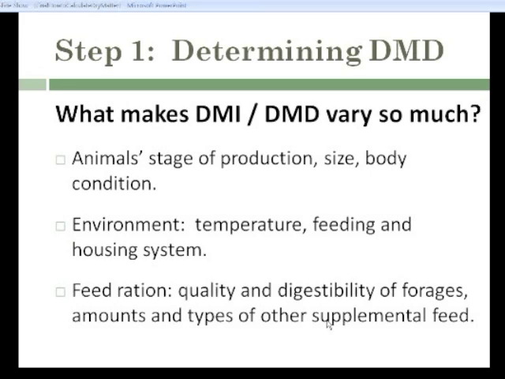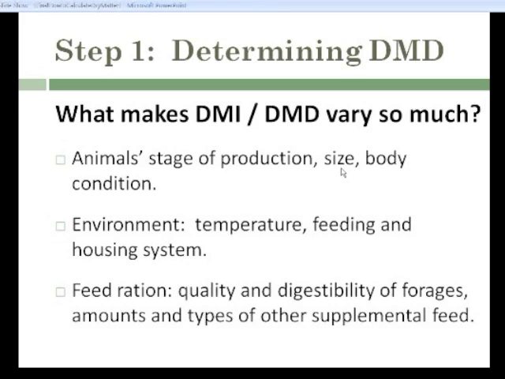So first we're going to talk about dry matter demand. And one of the things that's important to know about dry matter demand is that it really does vary. Dry matter demand, again, is the amount of dry matter that an animal or group of animals is predicted to eat. And it's usually given in pounds per day, per head. And it's going to vary as the animal's stage of production, things like level of milk production, the animal's size, or body condition changes.